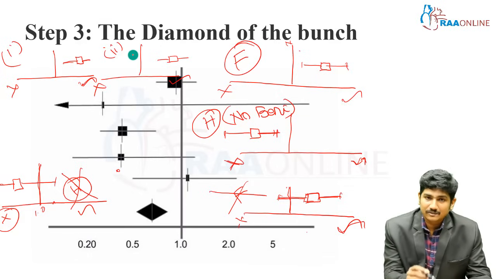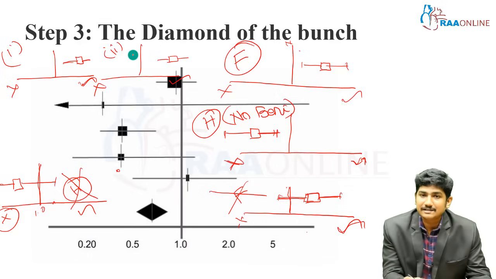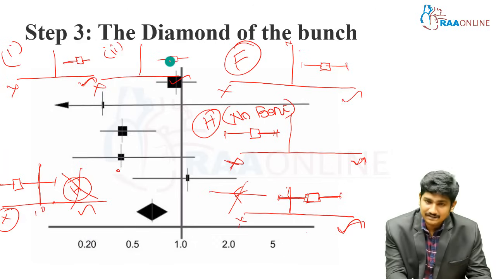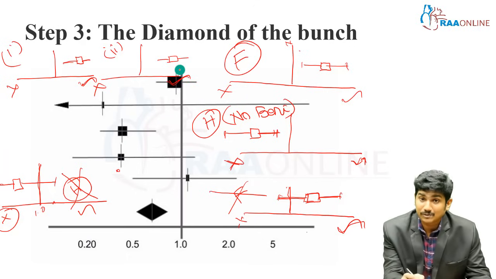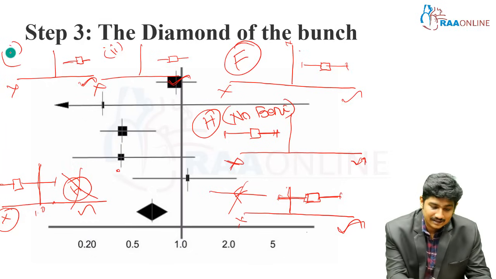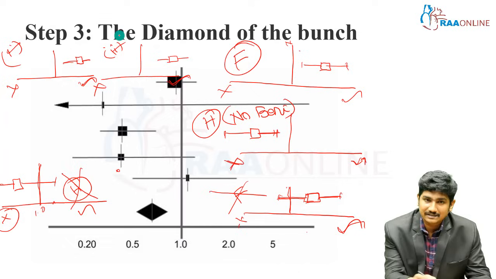Okay, now coming to the second study. The second study is almost the same, right? We have this number of population, this confidence interval, it has shown benefit, because it is on one side. It has shown significant benefit. I'm double sure about it because the confidence interval is not touching the null line. It's almost the same. But what is the difference between this and this?